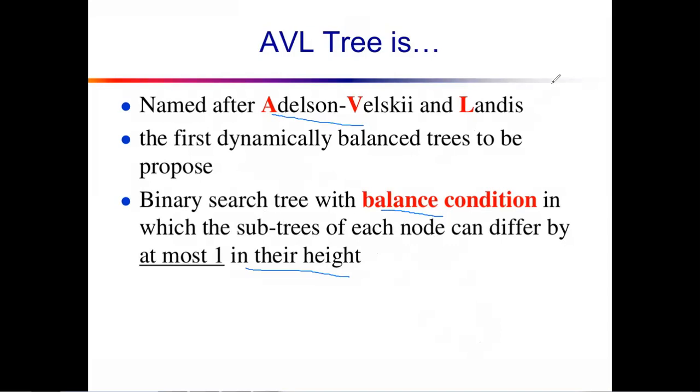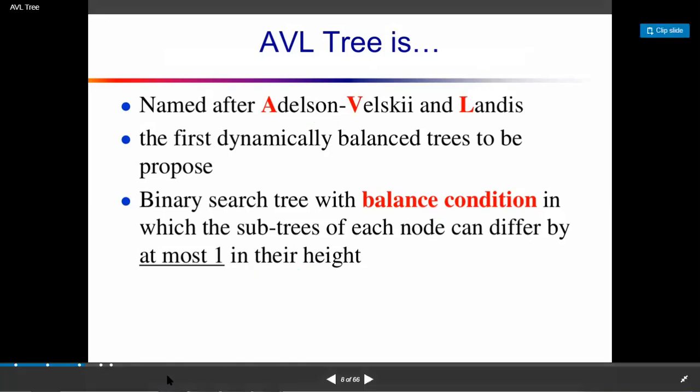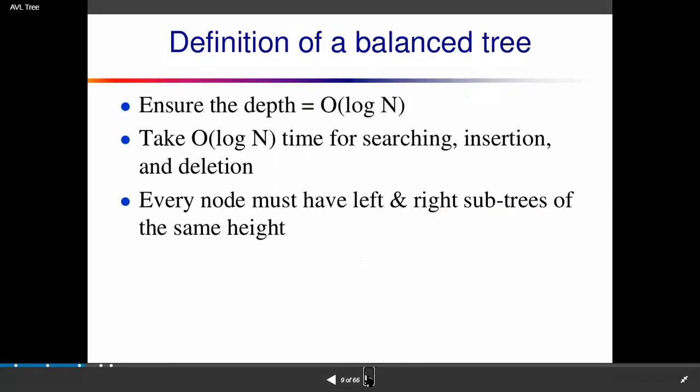What is the formula for the balance factor? The balance factor of a node equals the height of the left subtree minus the height of the right subtree. This is the balance factor we have to calculate. I'll revise, it is a very important point: for an AVL tree, the balance factor is required, and the formula is the height of the left subtree minus the height of the right subtree.